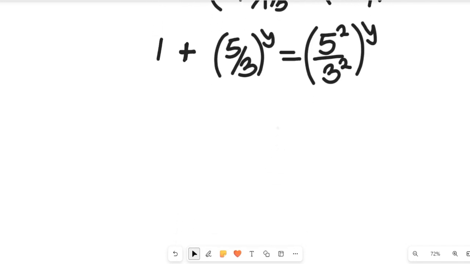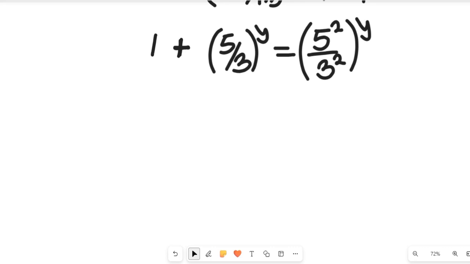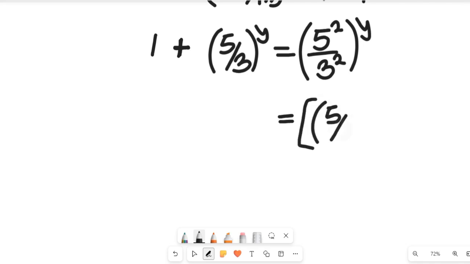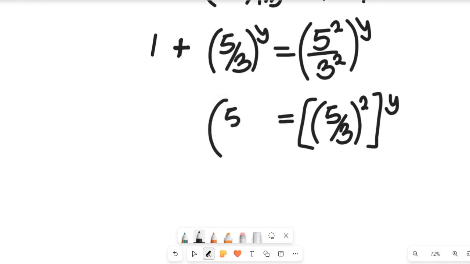Now what do we have here? From this expression, you can see that we can take out the square over here, and that whole expression will now give us 5 divided by 3 all squared and all to the power of y. And this will be equal to 5 divided by 3, right, all to the power of y plus 1.